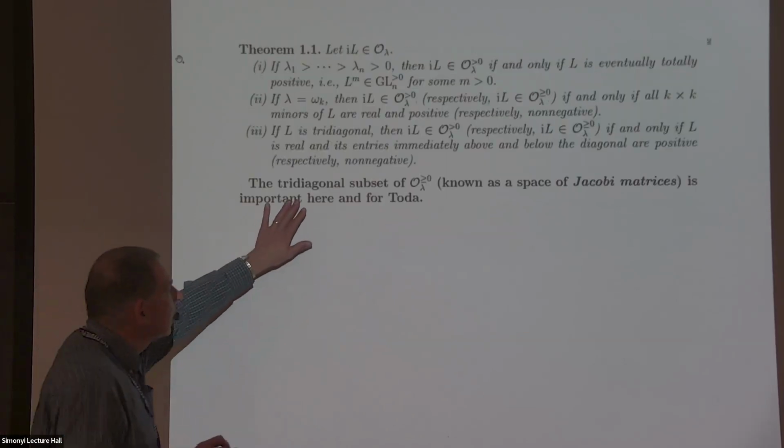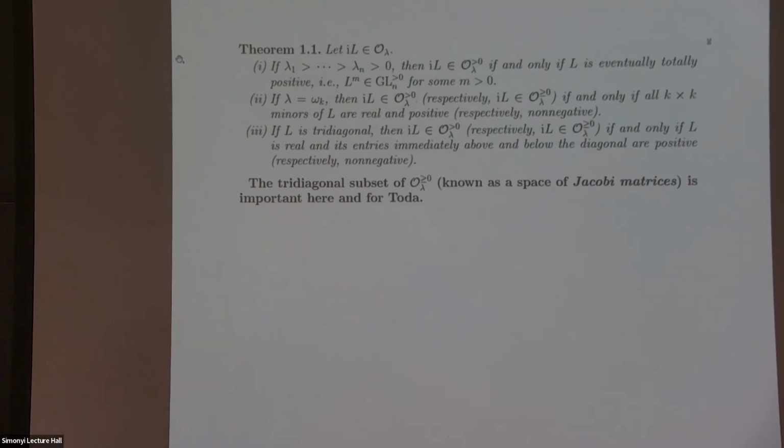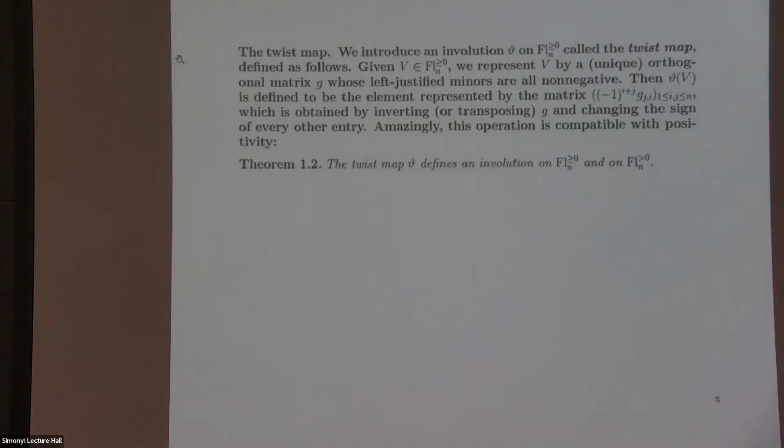And then the tridiagonal subset is actually known as the set of, as I said, Jacobi matrices. And as I said, we need something called the twist map to show, in fact, that the polytope that you get out of the tridiagonal matrices is actually a polytope, and for other things as well. So we introduce an involution on the flag called the twist map. It's also a very simple thing to write down, but it's kind of deep and interesting.